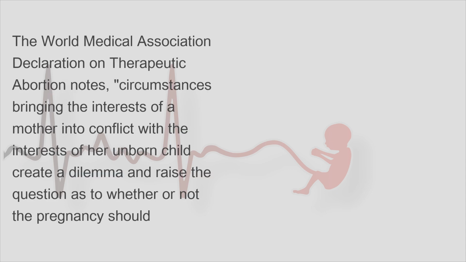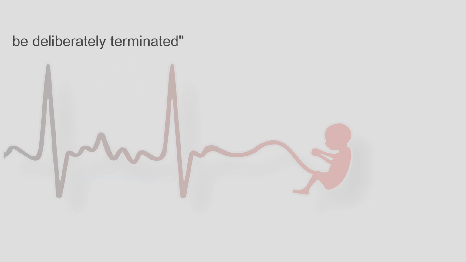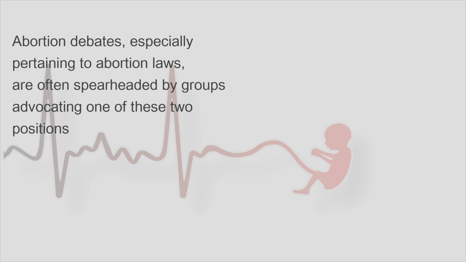The World Medical Association Declaration on Therapeutic Abortion notes, "circumstances bringing the interests of a mother into conflict with the interests of her unborn child create a dilemma and raise the question as to whether or not the pregnancy should be deliberately terminated." Abortion debates, especially pertaining to abortion laws, are often spearheaded by groups advocating one of these two positions. Anti-abortion groups who favor greater legal restrictions on abortion, including complete prohibition, most often describe themselves as pro-life, while abortion rights groups who are against such legal restrictions describe themselves as pro-choice.